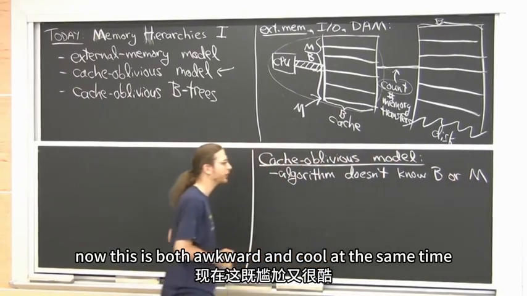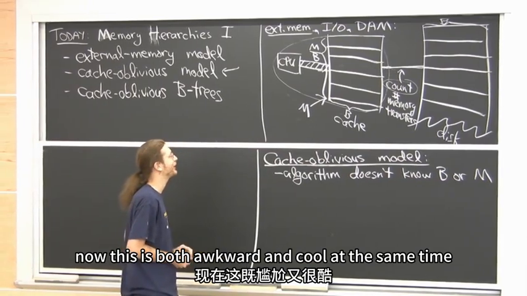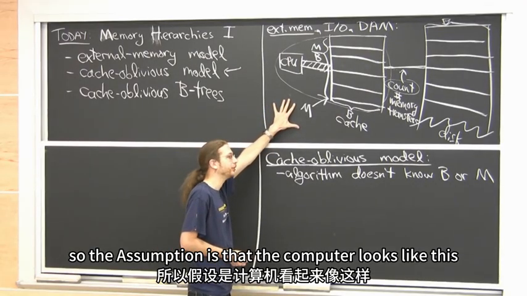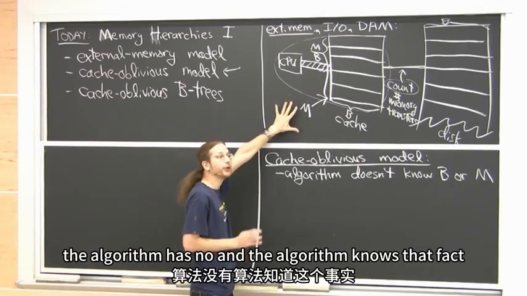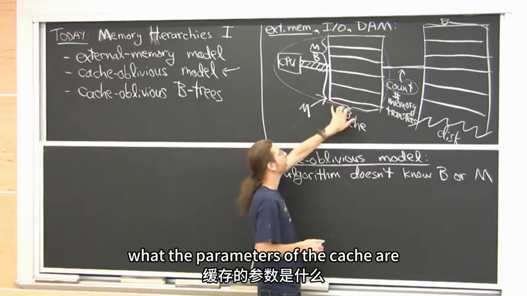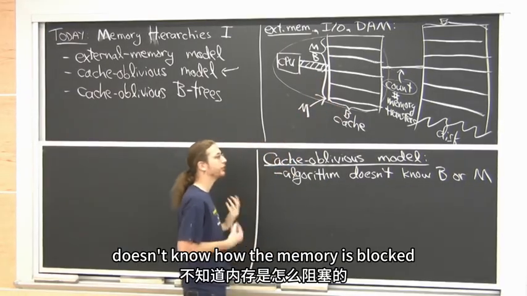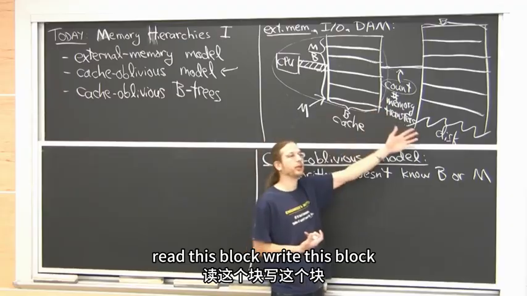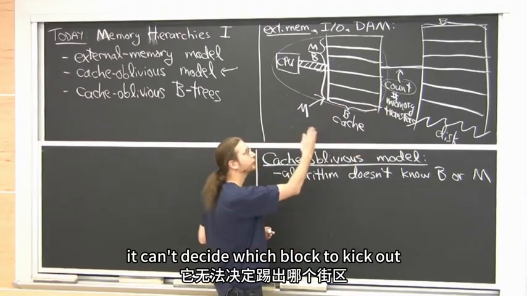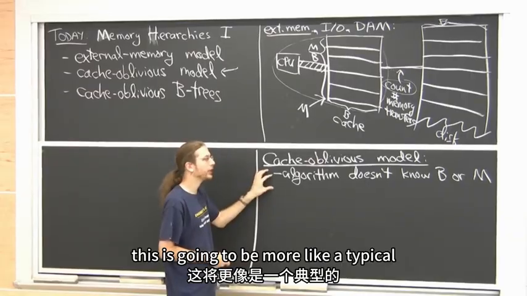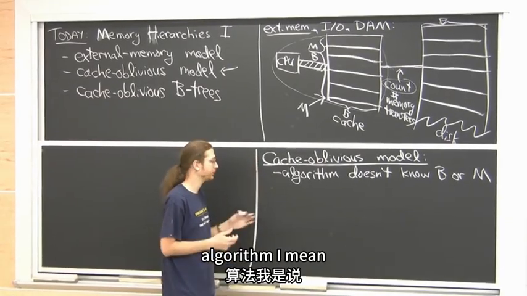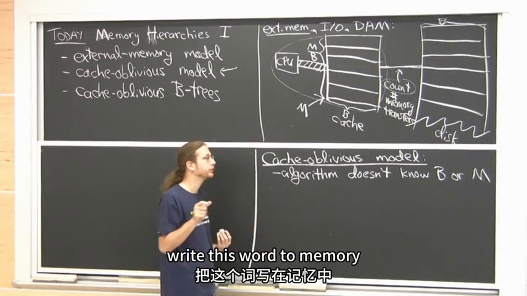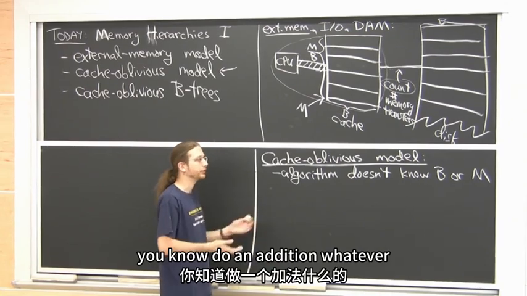Now, this is both awkward and cool at the same time. So the assumption is that the computer looks like this. The algorithm knows that fact, but it doesn't know what the parameters of the cache are. It doesn't know how the memory is blocked. Now, as a consequence, it cannot manually say, read this block, write this block. It can't decide which block to kick out. This is going to be more like a typical algorithm. I mean, the algorithm will look like a regular RAM algorithm. It's going to say, read this word, write this word to memory, do an addition, whatever.